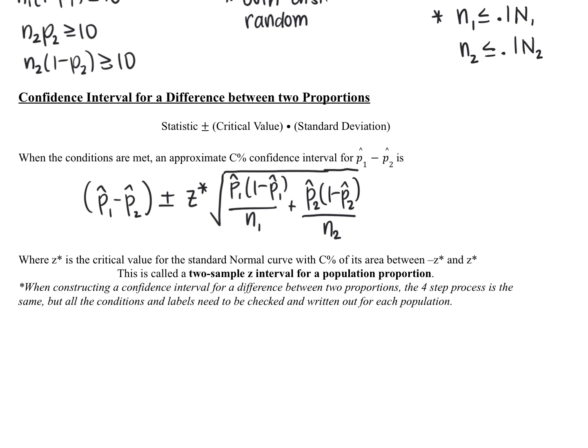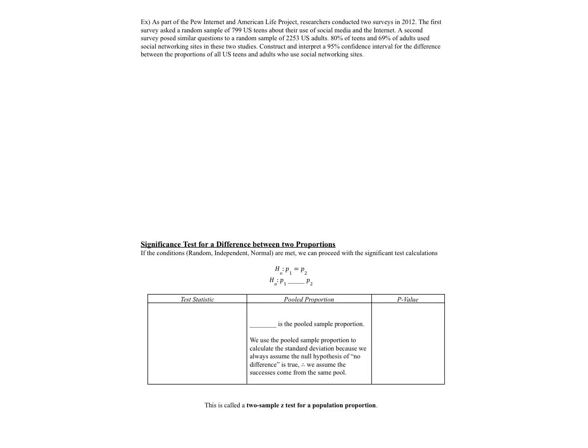The way we calculate our critical value is the same way we did when we were looking at a single proportion. Now, instead of a one sample Z interval, it's called a two sample Z interval for a population proportion. The process to calculate the confidence interval is exactly the same for a difference as it was for a single proportion, and you have to check all of your conditions as well. So let's go ahead and look at an example.